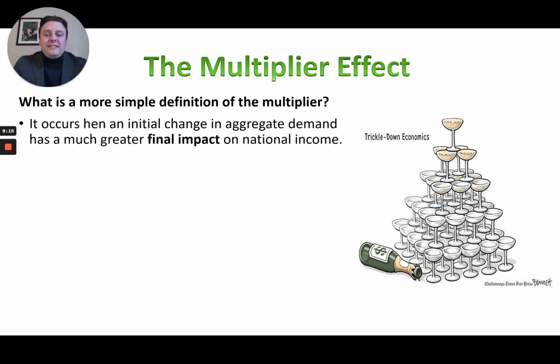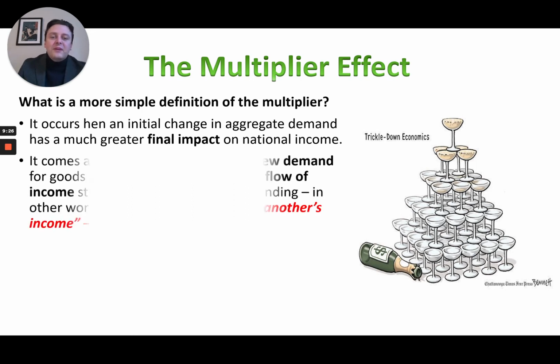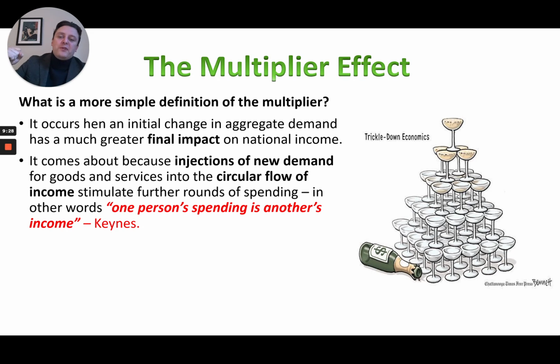So the multiplier effect essentially occurs when the initial change in aggregate demand has a much greater final impact on GDP. Okay, it comes about because injections of new demand for goods and services into the circular flow of income stimulates further rounds of spending. And this is where this quote is important. One person's spending is another person's income.